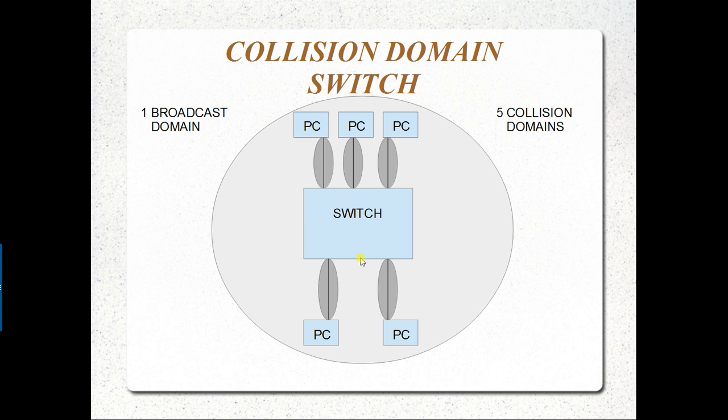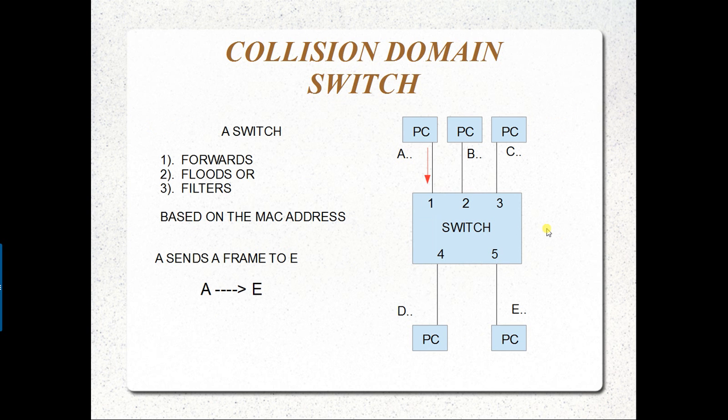So they're actually independent. Even though everything is in one broadcast domain, this setup here has 5 collision domains. Each one of these ports on this switch is its own collision domain. So that's where the switch comes in, and there is no CSMA/CD with this. But the way the switch works is that it forwards, floods, or filters data based on the MAC address.